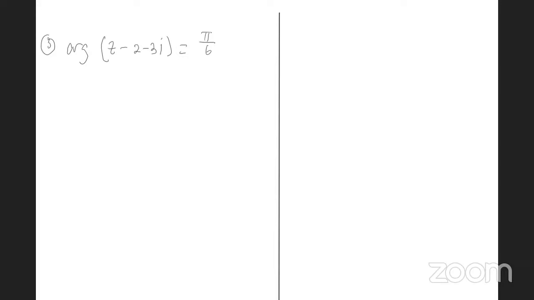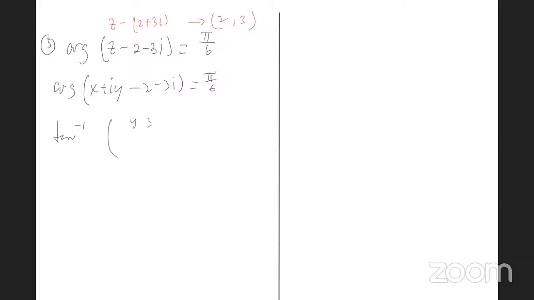All right, let's see what you got. So this is the argument of x plus iy, right? Remember, you'll need to get a. So z minus 2 plus 3i, right? So it means that the point that we're starting at will be 2, 3. So that'll be the argument of z minus 2 minus 3i is pi on 6. So that'll be tan inverse of y minus 3 over x minus 2 is pi on 6, right?